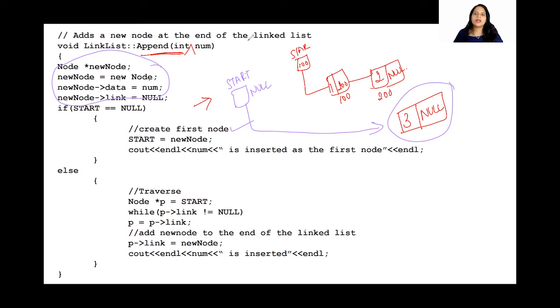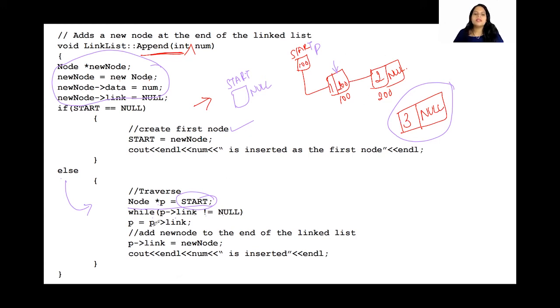Otherwise, in our case, what happened in our case? This is our example, isn't it? In that case, what is going to happen? So, else part, we are going to come to the else part because here my start is not null, right? So, I'm going to create a node again like before. I'm going to say node star P, a pointer I'm going to create, and I'm going to say it is equal to start. So, P is going to come over here. While P link is not equal to null. What is a P link? So this is 100. So link of the 100 is nothing but this part. While it is not equal to null, I'm going to continue this.